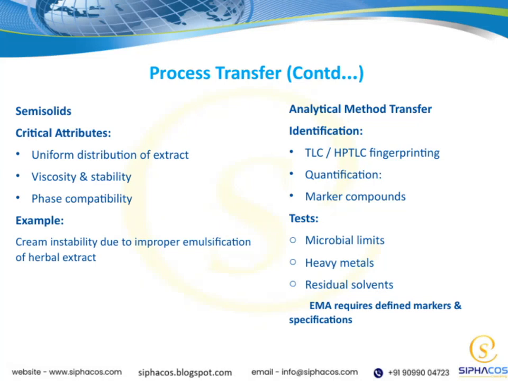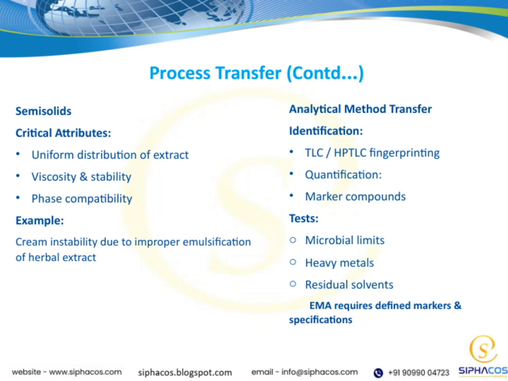When we talk about analytical method transfer, the first step is identification, which typically involves TLC or HPTLC fingerprinting. These techniques help us verify the unique chemical profile of our herbal extracts. Next, for quantification, we focus on marker compounds. These are specific constituents that serve as benchmarks to ensure consistency and quality across batches.